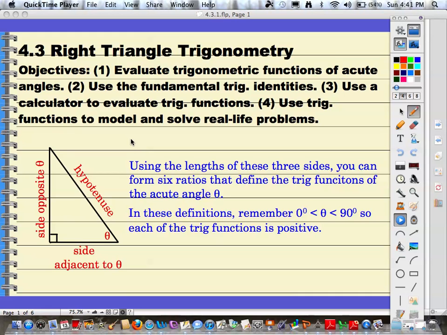We've got the hypotenuse, which is always the side opposite the right angle. We've got the side opposite theta, and we've got the side adjacent to theta. Opposite being across, and adjacent being right next to it. Okay? And you can see that using the lengths of the sides of the triangle, we'll be able to define the 6 trig ratios that we had in the unit circle, but apply them more to just the triangle. And since all of the angles in the triangle are going to be between 0 and 90 degrees, all of these trig functions are going to have positive values.